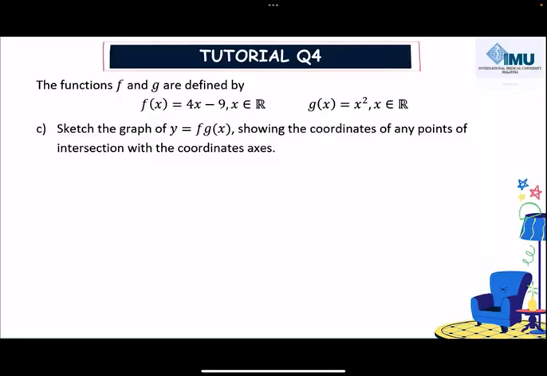Tutorial question 4. The functions f and g are defined by f(x) equivalent to 4x minus 9, where the domain of f includes all real numbers, and g(x) equivalent to x squared, where the domain of g includes all real numbers. Part C. Sketch the graph of y equals f(g(x)), showing the coordinates of any point of intersection with the coordinate axes. Now, what is f(g(x))?